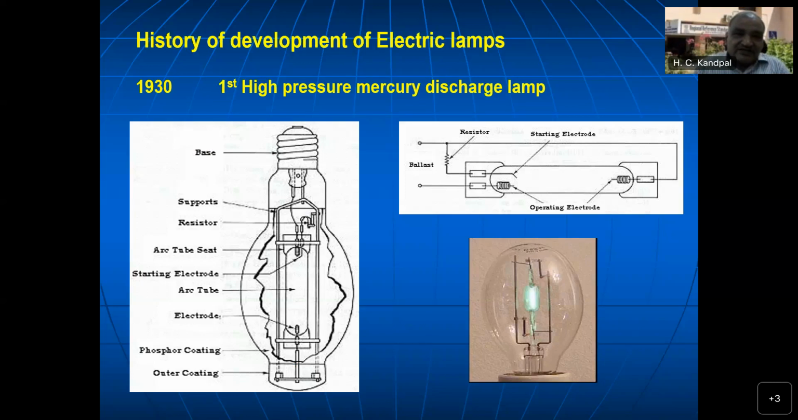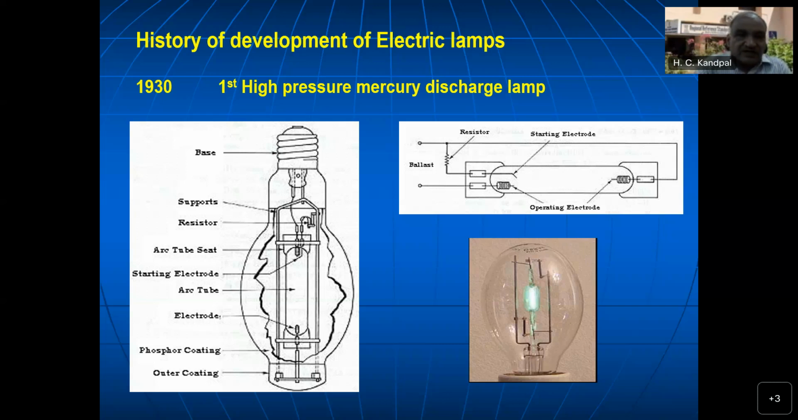In 1930, the first high pressure mercury discharge lamp was made. Inside it is mercury, and when alternating current is given to the electrodes, discharge takes place in the mercury. Whatever radiation comes out due to the discharge and the transitions taking place inside the mercury atom hits the phosphor, which is coated on the outer bulb of this discharge lamp, and you get the white lamp.